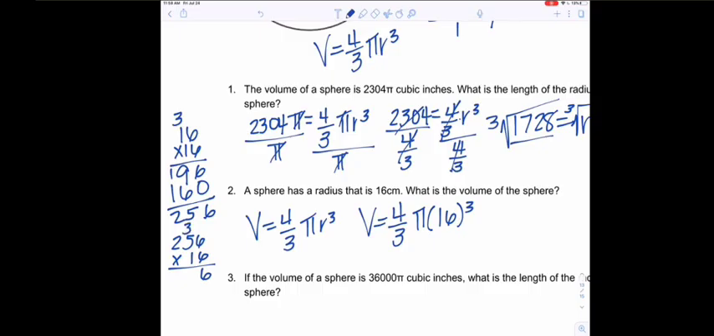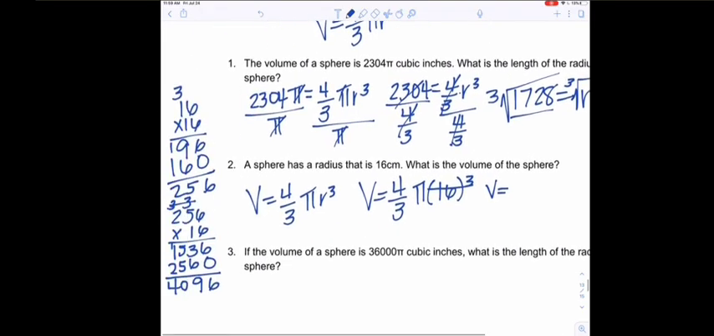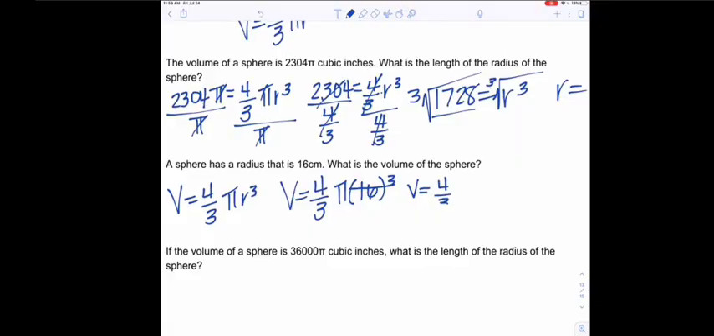Here we go. 6 times 6, 36. 6 times 5, 30 plus 3, 33, carry the 3. 6 times 1, 6 times 2 is 12, plus 3 is 15. Placeholder 0. 1 times 6, 1 times 5, 1 times 2. 6, 9, 10, 4. 4,096. So now I'm going to plug that back into here. I'm going to replace this, and now I have volume equals 4/3 pi times 4,096, right?